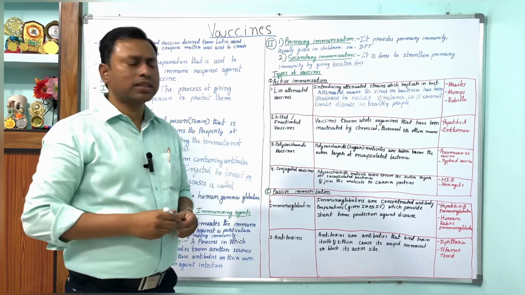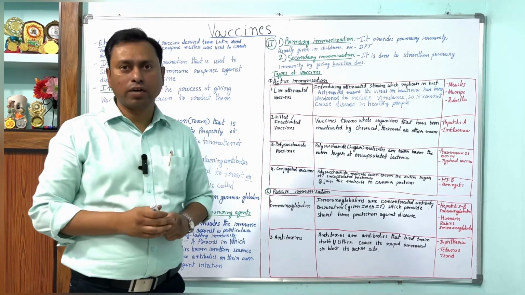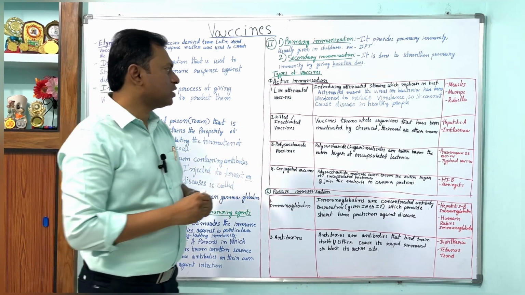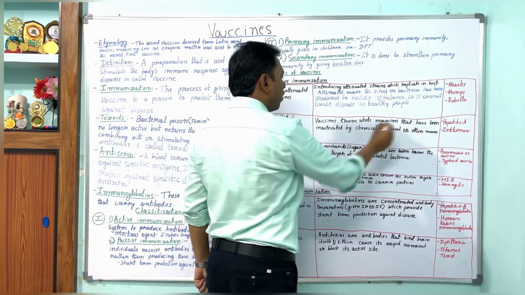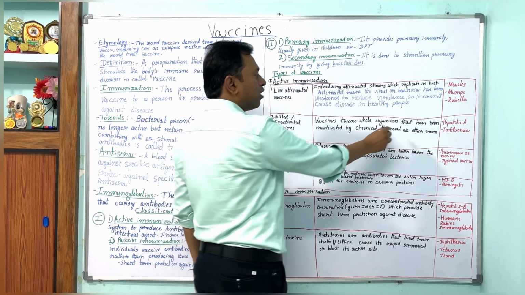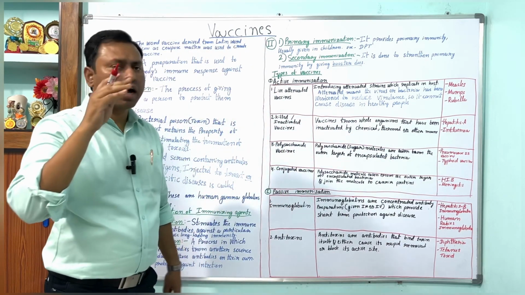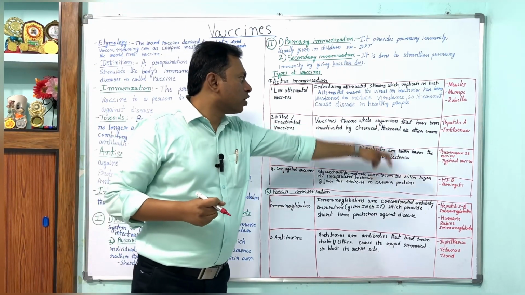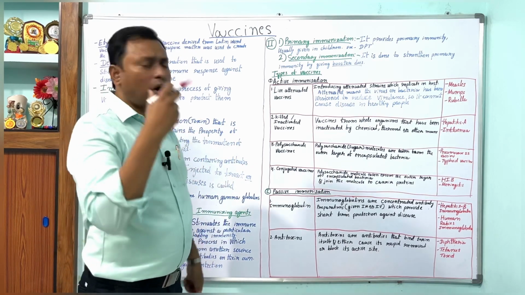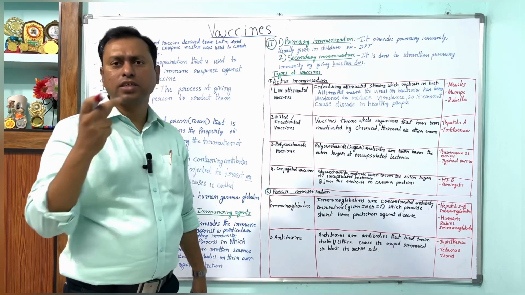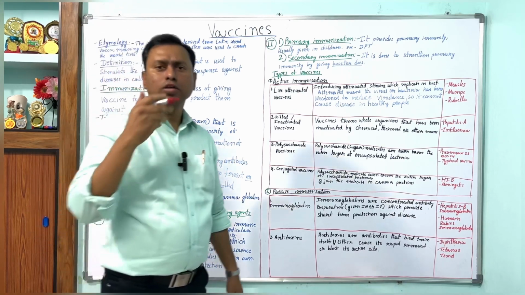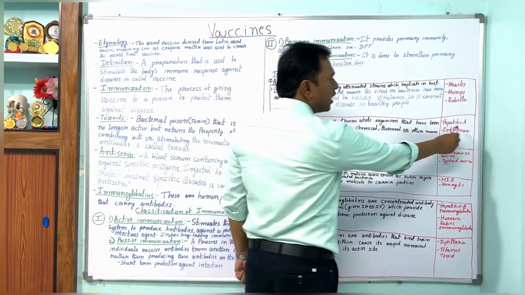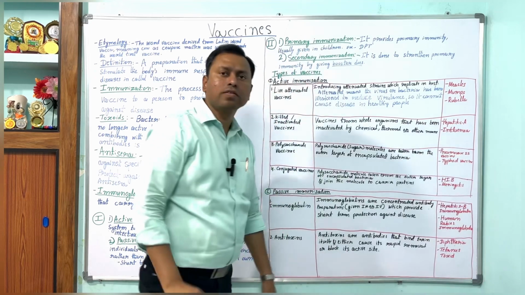The second one is the killed vaccines, or inactivated vaccines. The name itself says killed. It means the vaccine is made from whole organisms that have been inactivated by chemical or thermal means, so it does not produce disease. It is injected into persons to produce immunity against the particular disease. Common examples are hepatitis A vaccines and influenza vaccines.